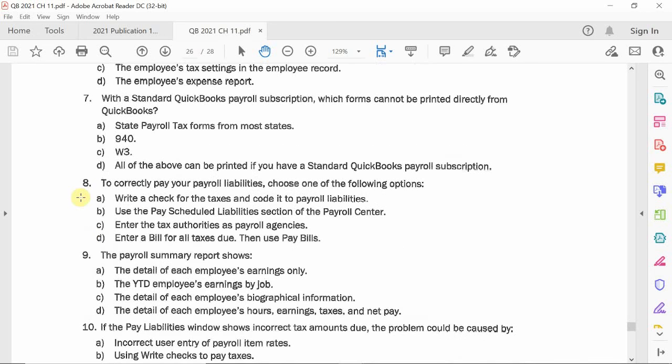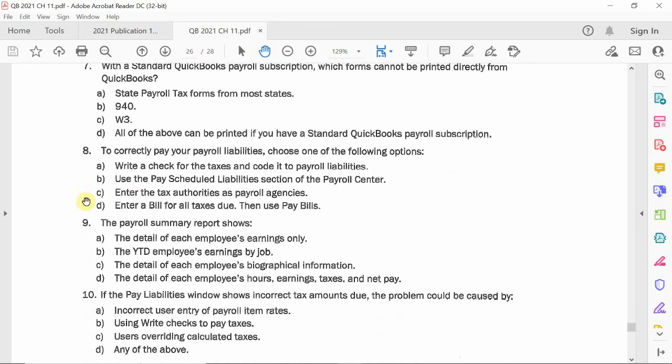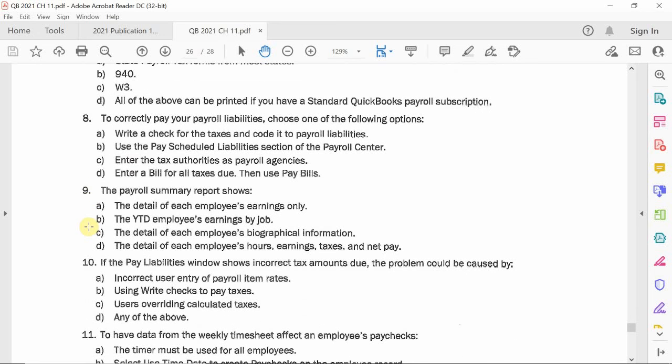Number 9, okay, number 9, wrong one. Number 9, the payroll summary report shows. D. D. Number 9 is D. Good. Okay, the detail of each employee's hours, earnings, and et cetera, et cetera.